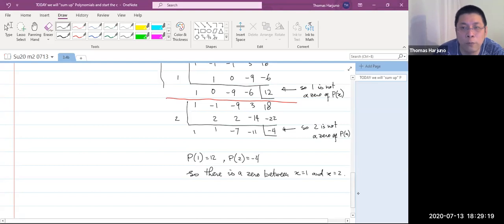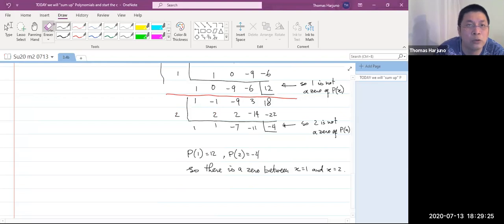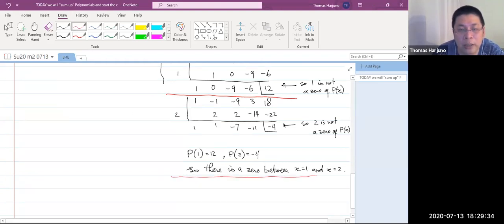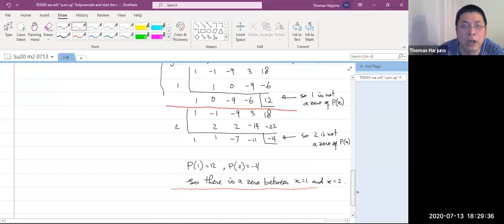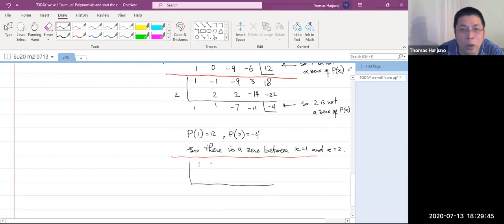So we need to look for only one more positive zero now, because we know one of them is between 1 and 2, and that's irrational. Let me try 6. Synthetic division with 1, negative 1, negative 9, 3, 18. Let me try 6. Let's see what happens. 1, 6, 5, 30, 33, 198, 201, 1206.